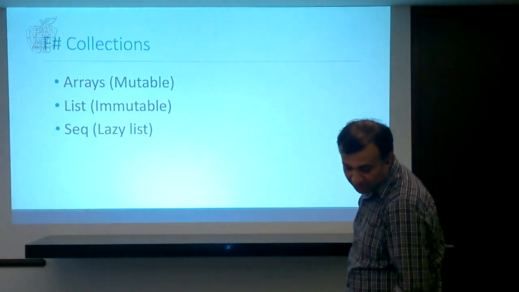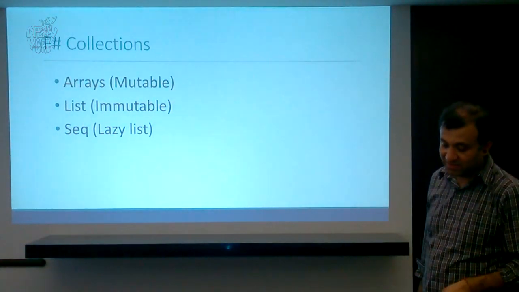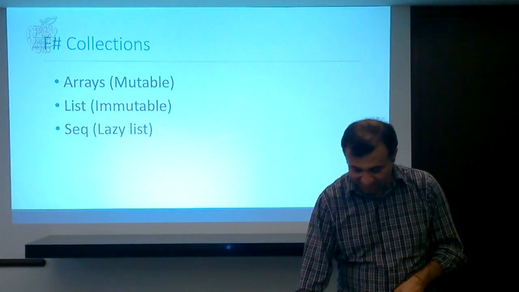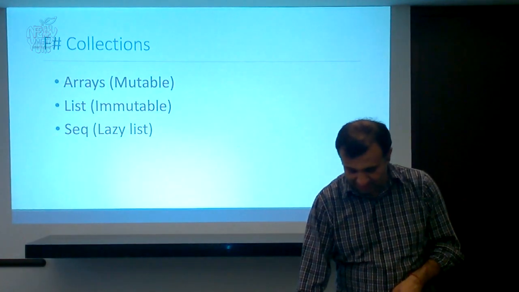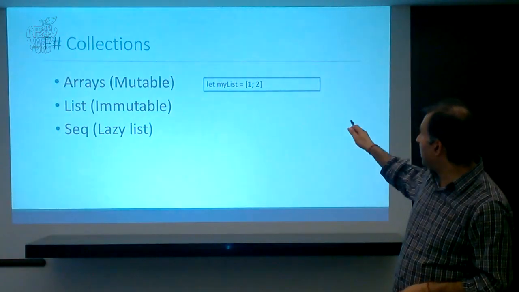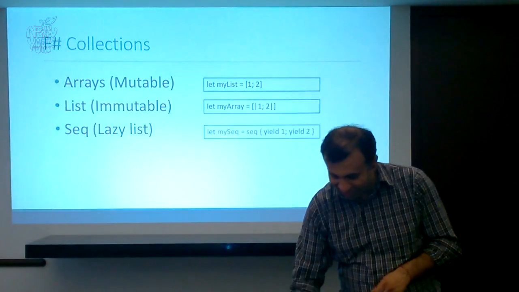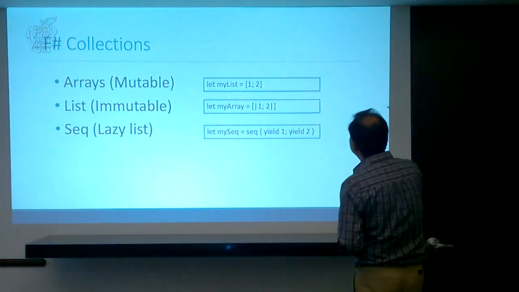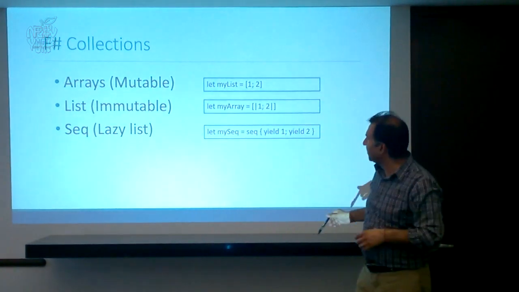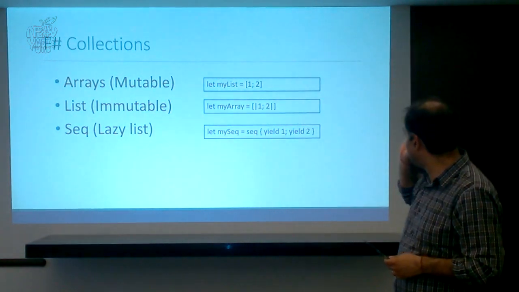Okay, so F-sharp collections: arrays, list, and sequence. What's the difference? Arrays are mutable, lists are immutable, and sequences are lazy lists. I'm going to explain. Actually, this is wrong. This should be rearranged. This is the list and this is the array. Sorry, you named it right, just in the other order. Yeah, the order got messed up.